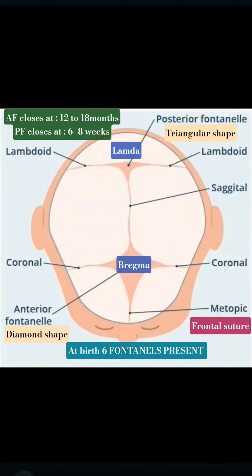Hi, my dear students. Now we are going to discuss fontanel, types of fontanel, and sutures of fetal skull.